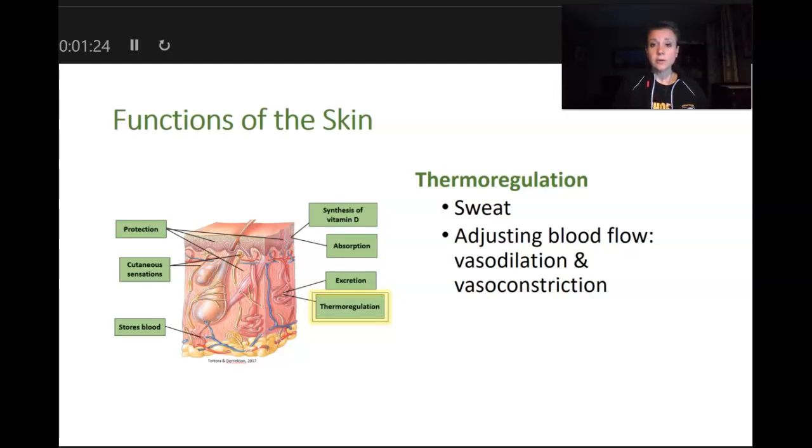And our blood vessels can constrict also, and as they constrict, they kind of shrink further away from the surface of our skin, thereby keeping the heat that is contained within the blood closer to the core of the body, closer to our vital organs. So that's how our skin functions to maintain thermal regulation.